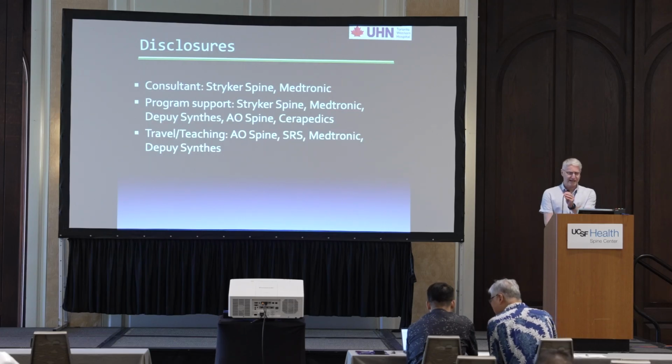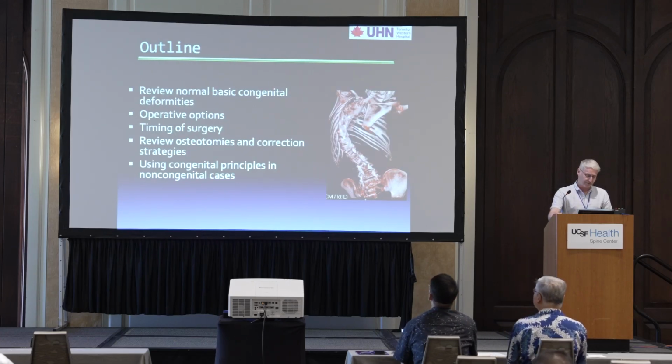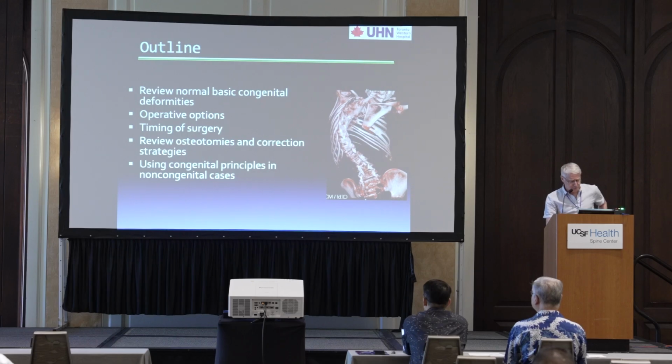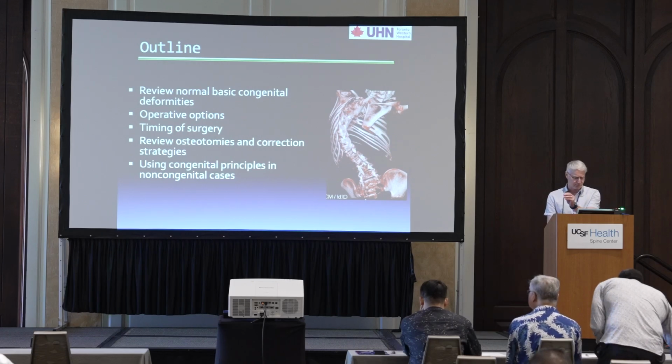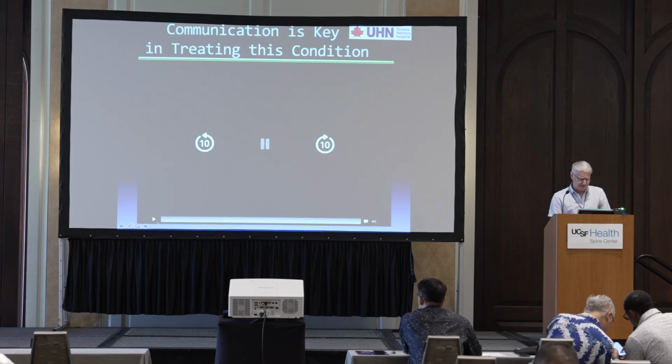So we're going to bring it down to the thoracolumbar region, and I'll go over some of the basic congenital deformities that we know of, some of the operative options that we have, timing of surgery, which I think is very important. I'll go over some of the osteotomy things that we do and some of the principles that we've adapted to our adult or more severe deformities. So these are complicated cases, and you really have to get everybody on side.